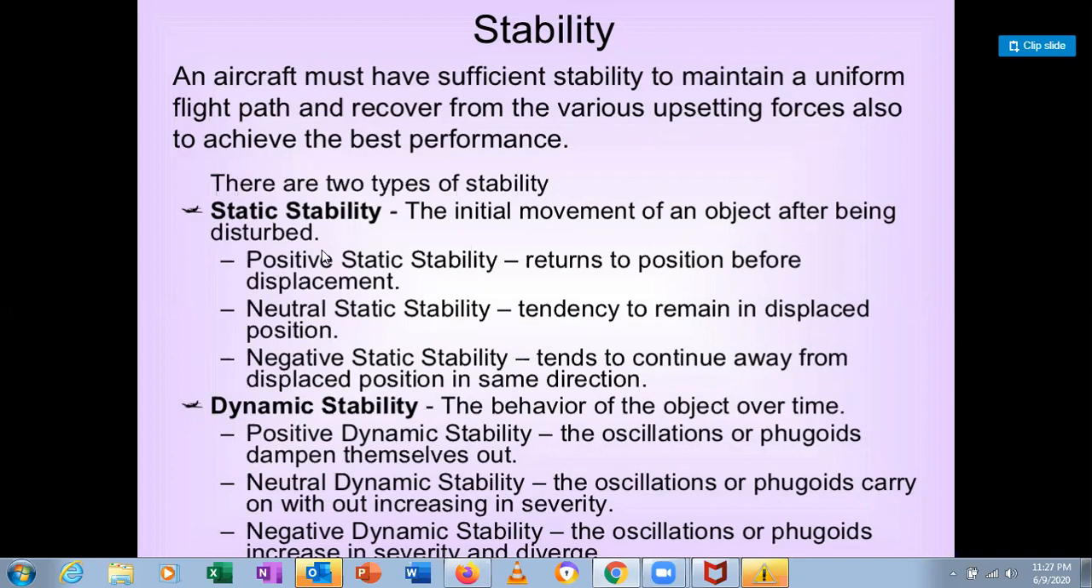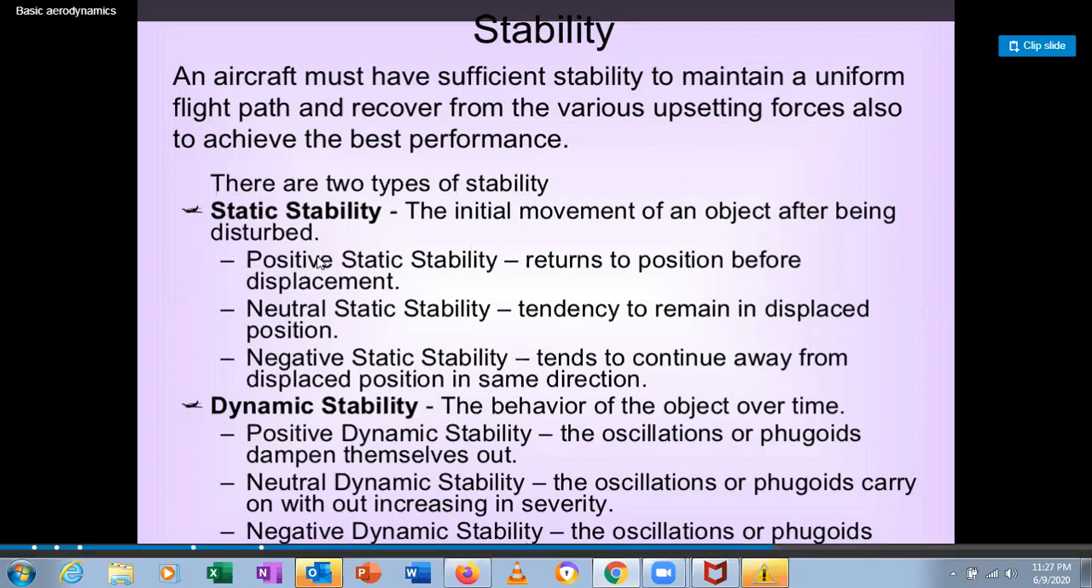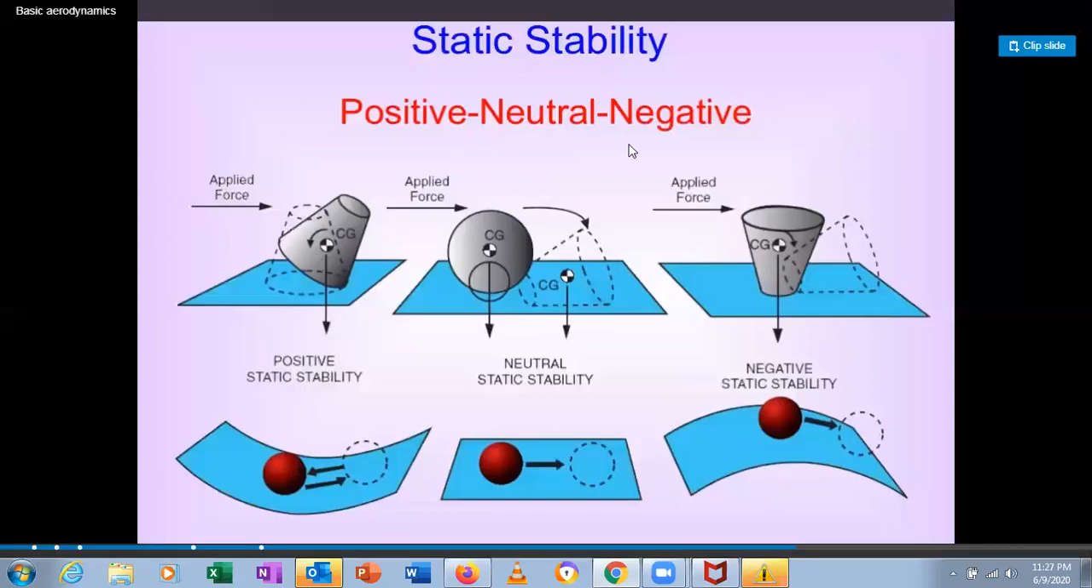So static stability is nothing but the initial movement of an object after being disturbed. It may be positive stability, neutral stability, and negative static stability. Dynamic stability again has positive, neutral and negative. I will show you this. Here we can see the positive, neutral and negative.